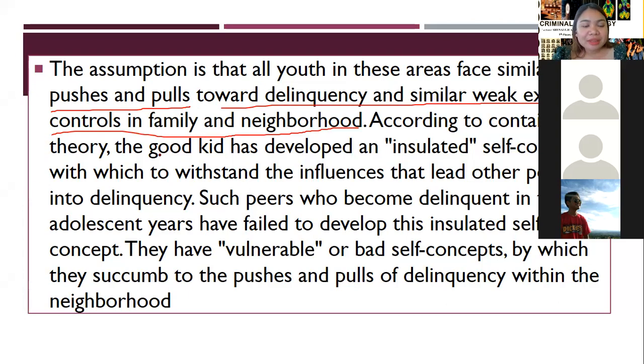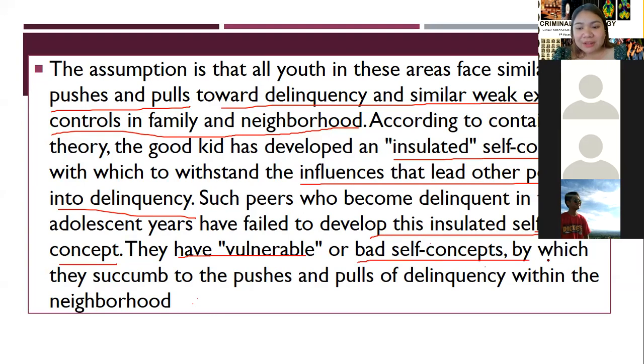According to containment theory, the good kid has developed an insulated self-concept with which to withstand the influences that lead other peers into delinquency. If a child has developed well and has a strong self-concept, no matter what negative influences their friends or surroundings may push on them into delinquency, they will not become criminals. Such peers who become delinquent in the adolescent years have failed to develop a good self-concept. They have a vulnerable or bad self-concept by which they succumb to the pushes and pulls of delinquency within the neighborhood.